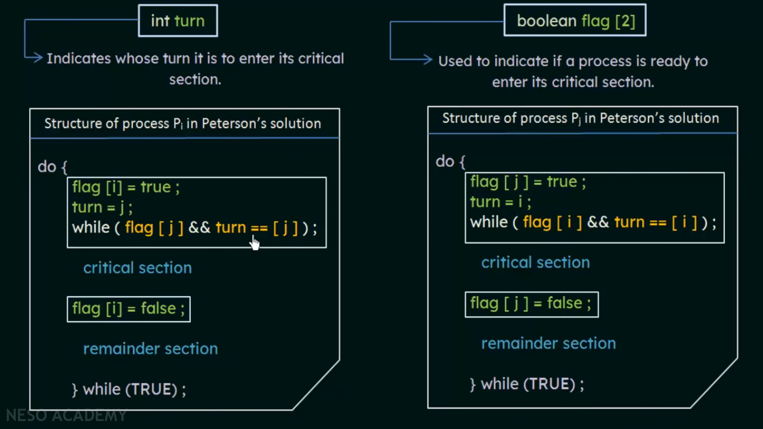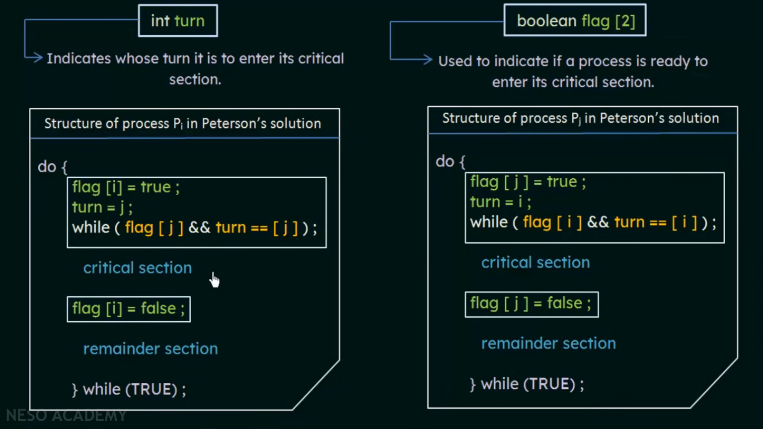So what will happen to this whole while? This is true, but this is false. So there is an AND condition. So AND condition will be true only when both are true. But here since one is false, this whole condition will be false. Now when this whole condition is false, what will happen? This while loop will not hold, it will break from this while loop and it will come to the critical section part. So what will happen? Pi will be executing in its critical section.